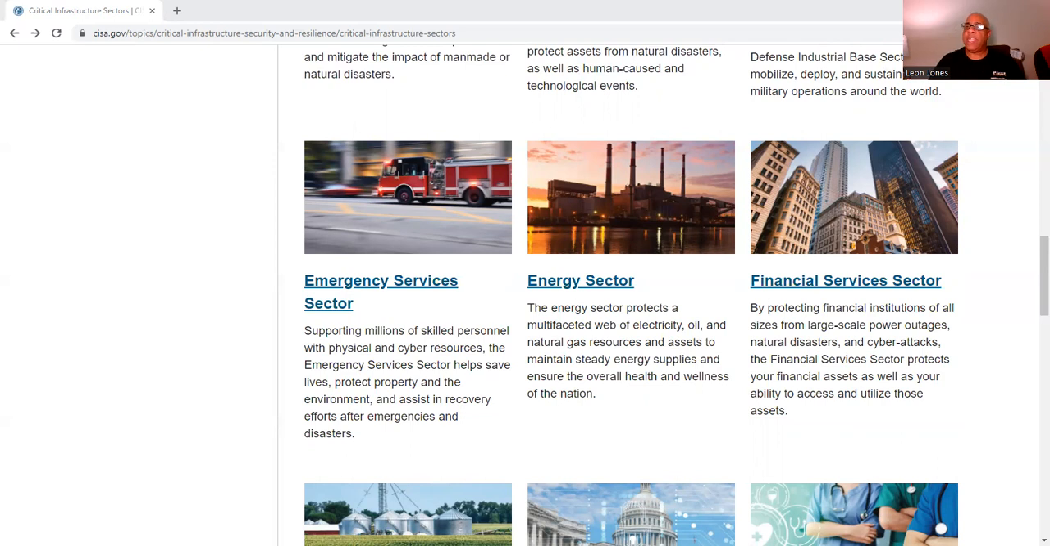Now, what about the financial services sector? Well, basically in that sector, with some common sense, that's your banking sector. So by protecting financial institutions of all sizes, from large-scale power outages, natural disasters, cyber attacks, the financial services sector protects your financial assets as well as your ability to access and utilize those assets.